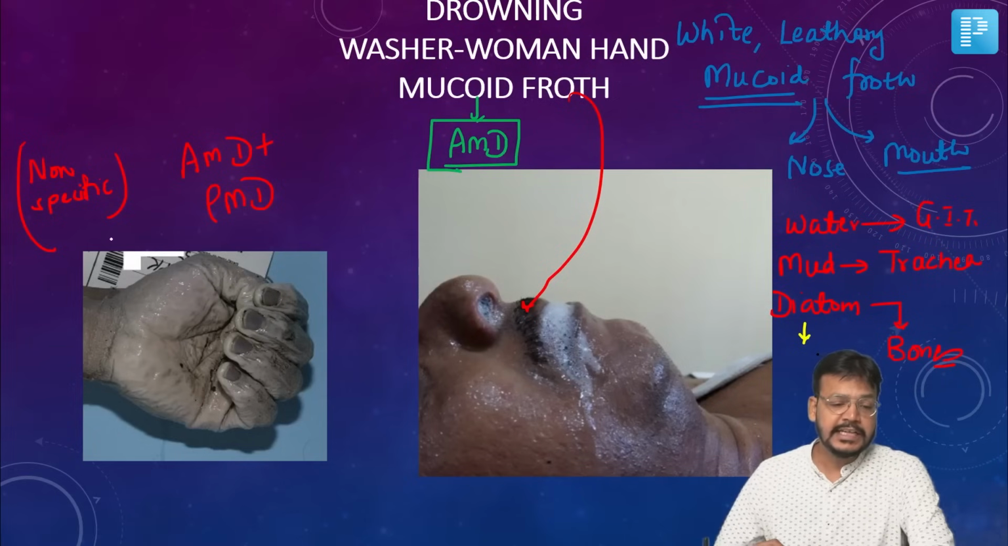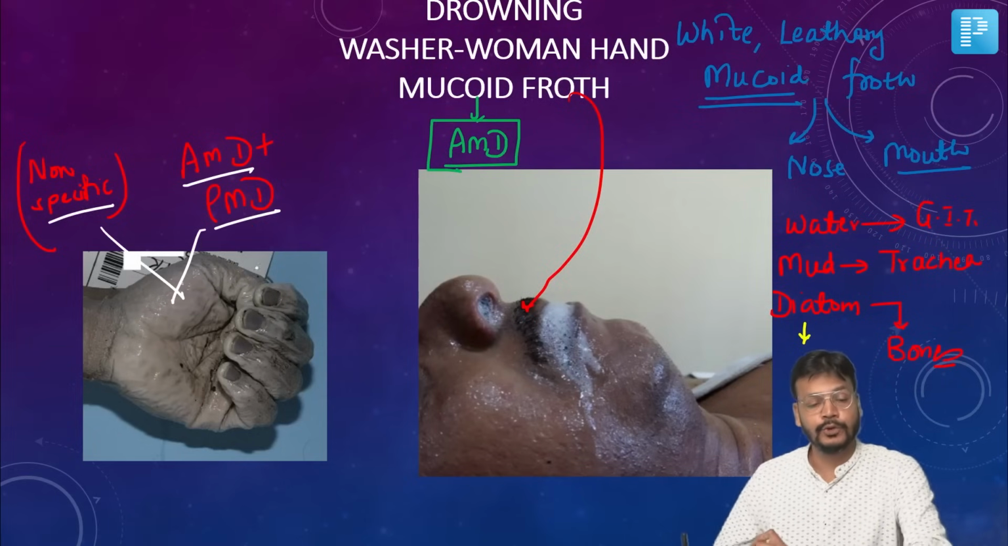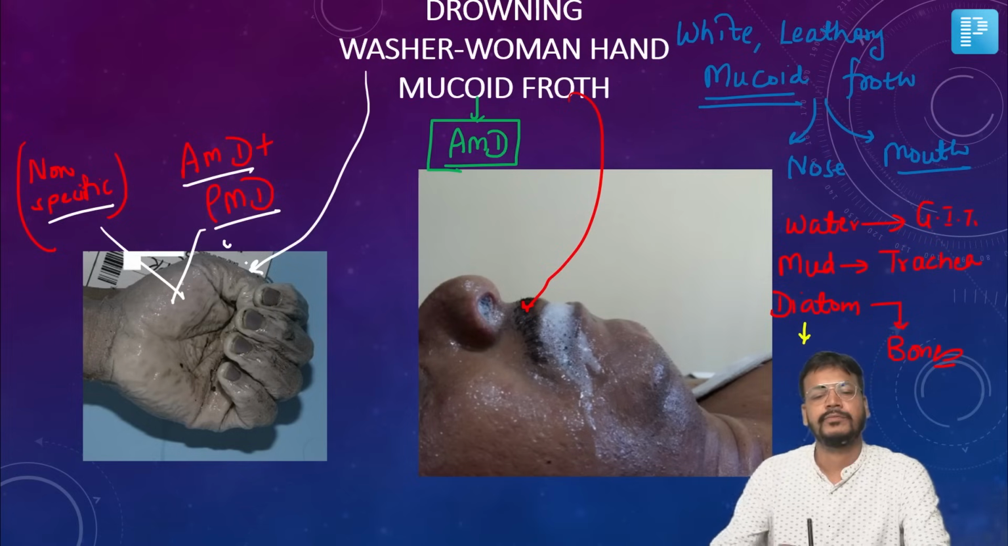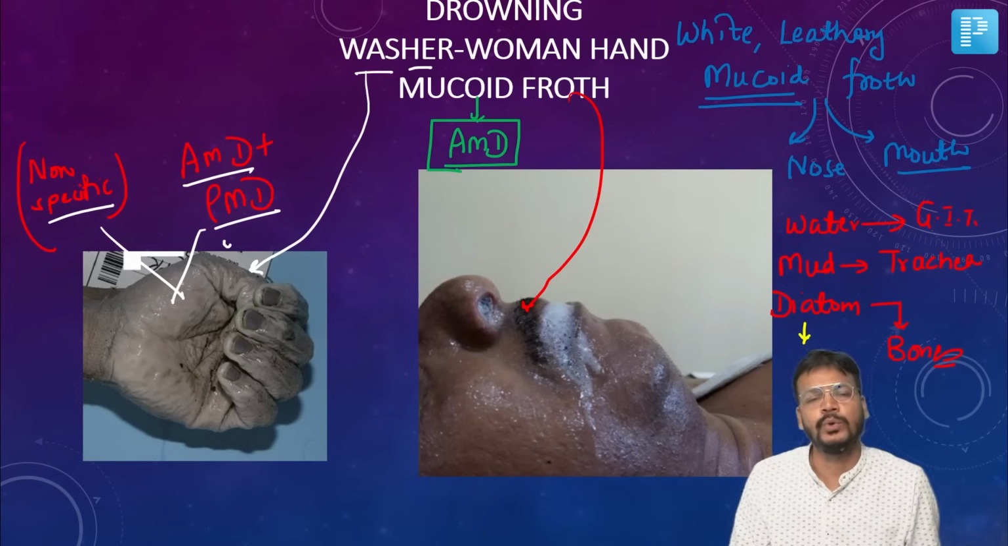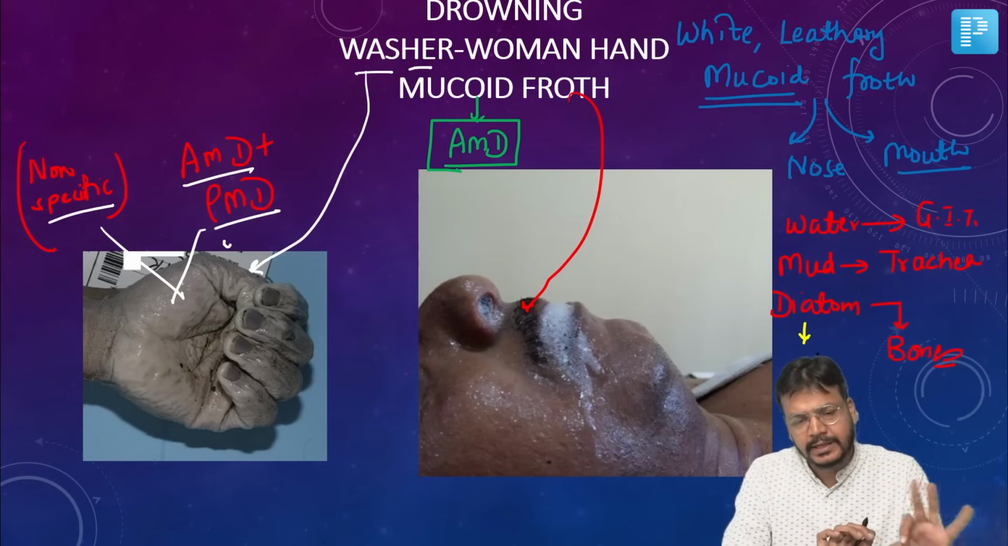Sir, this finding can be present in antemortem drowning and postmortem drowning. This is washerwoman hand. So, any change in the palm and sole is seen in antemortem as well as postmortem drowning. Both, it is a non-specific finding.